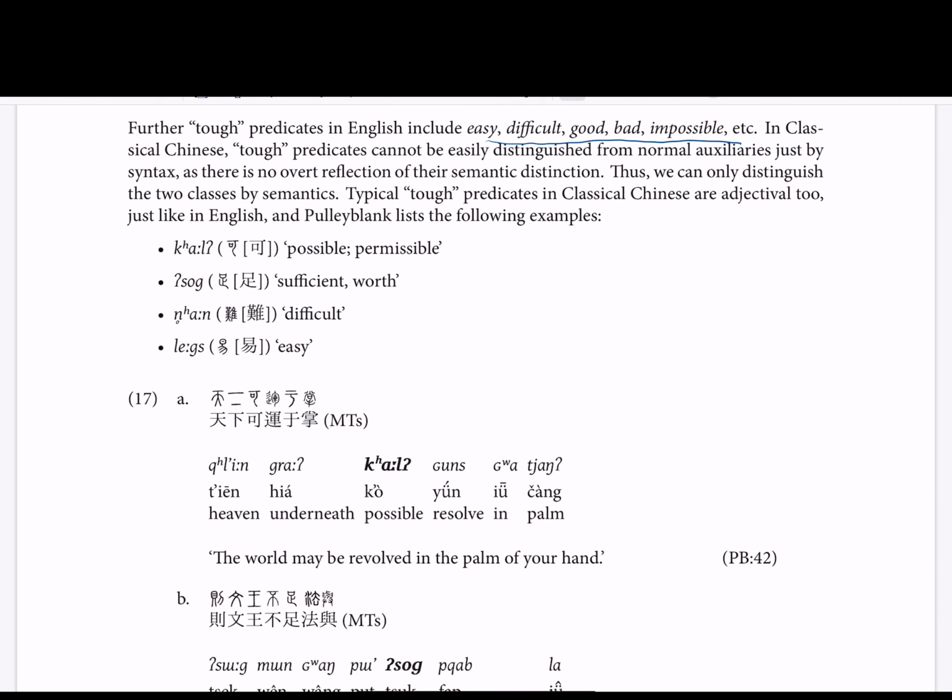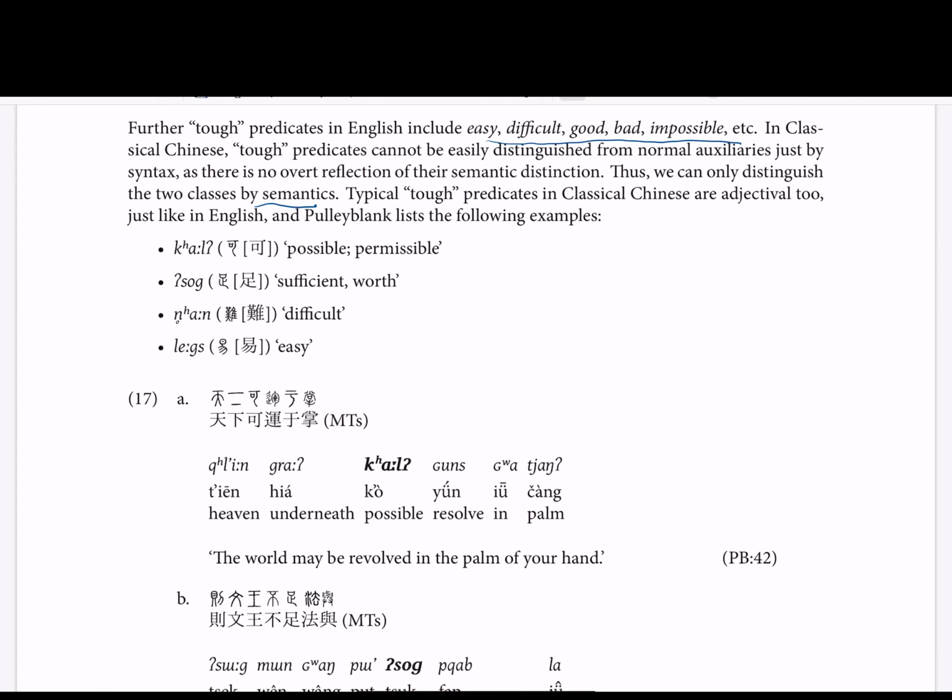In classical Chinese, the tough predicates cannot be easily distinguished from normal auxiliaries just by the syntax because there's no overt reflection of the semantic distinction. And so we can only distinguish the two categories by the semantics. In classical Chinese, the typical tough predicates are also adjectival, just as in English, and Pulleyblank lists the following 4 typical examples, including kao, possible or permissible, sog, sufficient or worth, none, difficult, and legs, easy.